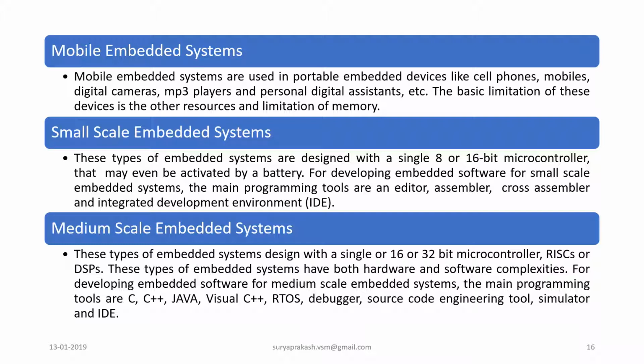The medium-scale embedded system is a bigger version which consists of a 16-bit or 32-bit microcontroller, RISC or DSP processor. This type of embedded system has both hardware and software complexities. For developing embedded software for a medium-scale embedded system, the main programming tools are C, C++, Java, Visual C++, RTOS, debugger, source code engineering tools, simulators, and IDEs. The complexity is very much higher when compared to the small-scale embedded system, and the logical operation complexity is also higher.